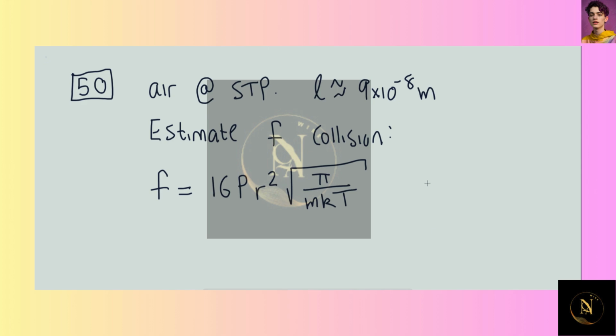If we assume that the mass of air, which we've done in a number of problems in this chapter, is about 29 times the mass of a proton, and we have standard pressure and temperature, we can do this rather easily. We also can assume that the radius of our air particles is about 1.5 times 10 to the negative 10 meters. This has also been done numerous times in this chapter, so I think it's fair game. So just using this result, we can get this frequency.